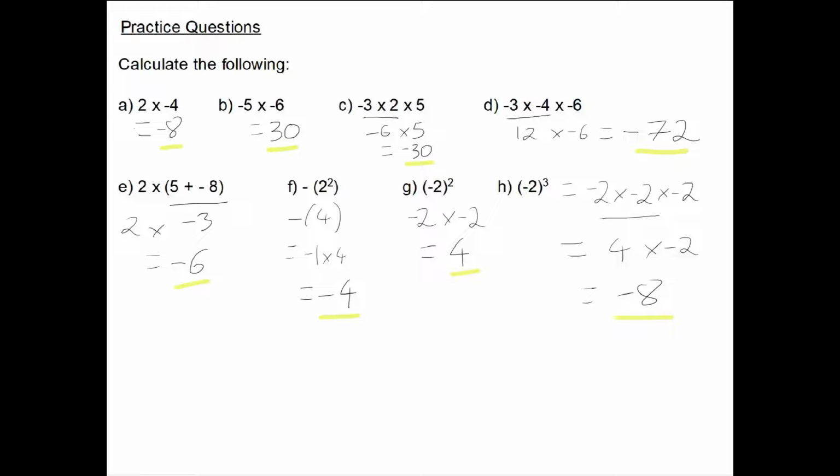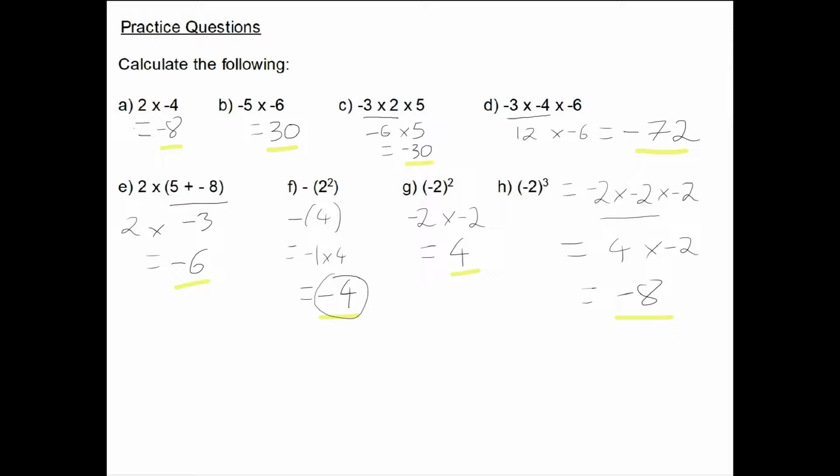As you can see for F, G and H, we have indices. BIDMAS tells us that we do brackets first, then indices. So for F, we have minus, and then in brackets 2 squared. We work out what's in the brackets first, which is the 2 squared. 2 squared is 2 times 2, which is 4. So we end up with minus brackets 4, which is just minus 4.